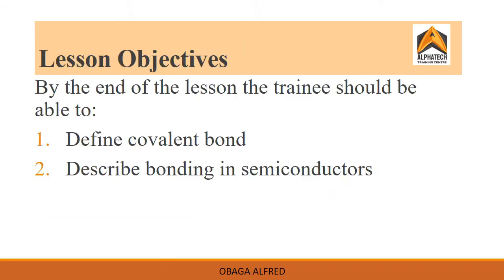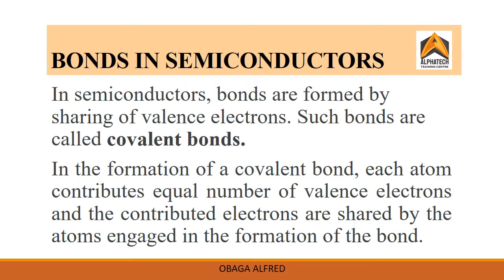There are two objectives for the lesson. That is, by the end of the lesson, the trainees should be able to, number one, define covalent bond, number two, describe bonding in semiconductors. When we talk about bonds in semiconductors, basically we are looking at how atoms in semiconductors are held together.